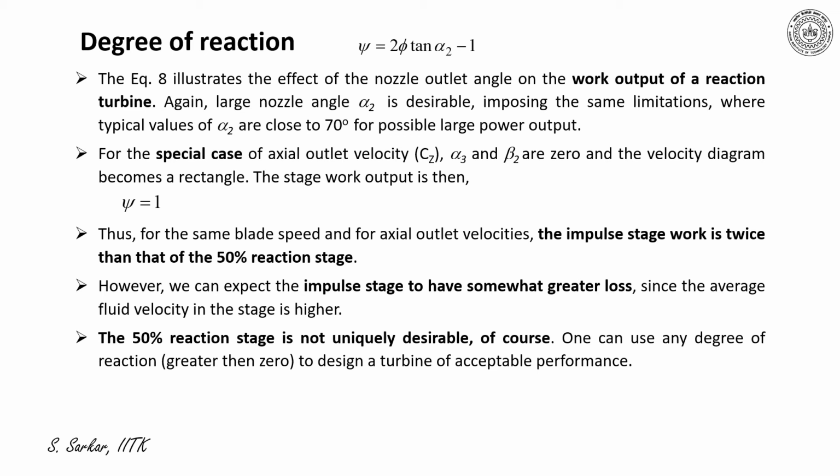Now, equation 8, that is xi is equal to twice phi tan alpha 2 minus 1, indicates the effect of nozzle outlet angle on the work output of a reaction turbine. Again, a large nozzle angle alpha 2 is desirable, imposing the same limitation as stated earlier, where the typical values of alpha 2 are close to 70 degrees for possible large power output. Furthermore, for the special case of axial outlet velocity Cz, when alpha 3 and beta 2 are 0 and the velocity triangle becomes a rectangle, then the stage work output is given by xi equal to 1.